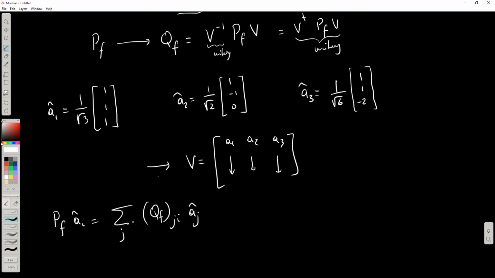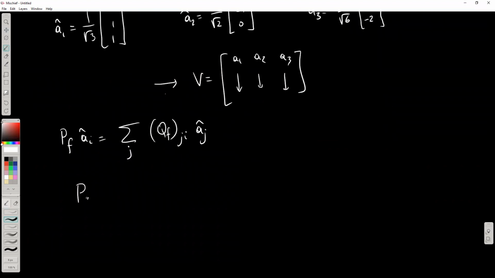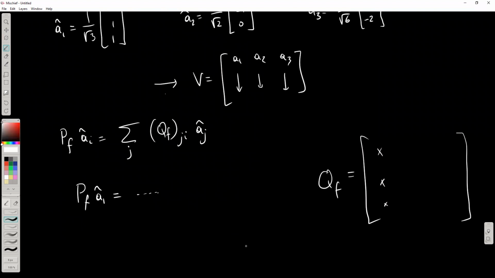So what I'm going to do is compute PF applied on A1. I'm going to get an expansion. So from here, I'm going to find the first column of, for example, QF. And so the first column is going to be determined like that. And then I'm going to find PF applied on A2. So that's going to give me the second column. And so on, right? PF applied on A3 is going to give me the third column.